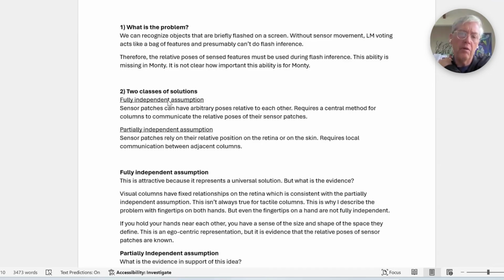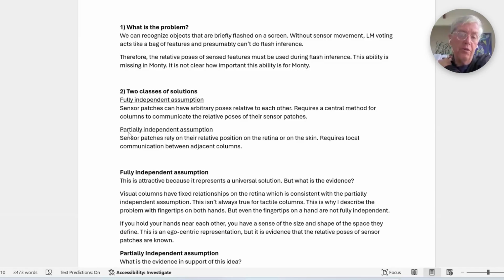One class of solution I call the fully independent assumption. This assumes that sensor patches can have arbitrary poses relative to each other, with no restrictions. Therefore it requires a central method for columns to communicate the relative poses of their patches. You have a central place where everybody goes, and then that's communicated back out to all the columns. This is what I think you've implemented, and this was my working assumption. I had difficulty getting it to work, so I might just be missing something.